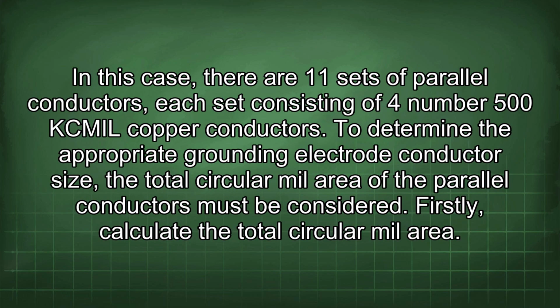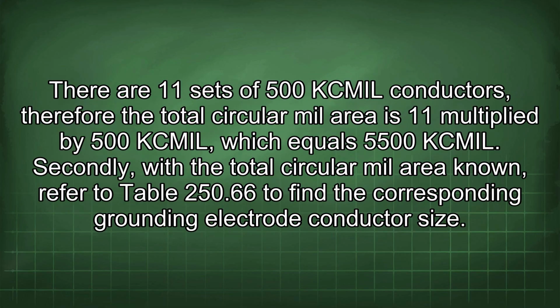In this case, there are 11 sets of parallel conductors, each set consisting of 4 number 500 kcmil copper conductors. To determine the appropriate grounding electrode conductor size, the total circular mil area of the parallel conductors must be considered. Firstly, calculate the total circular mil area. There are 11 sets of 500 kcmil conductors, therefore the total circular mil area is 11 multiplied by 500 kcmil, which equals 5,500 kcmil.